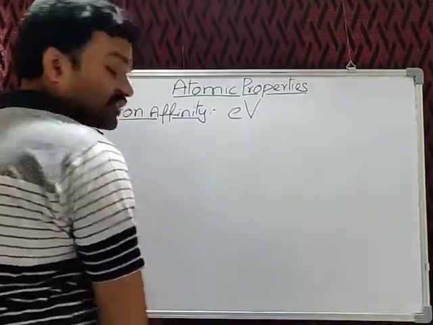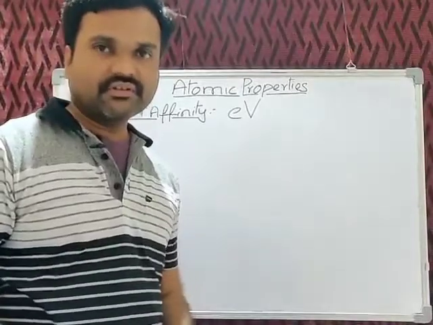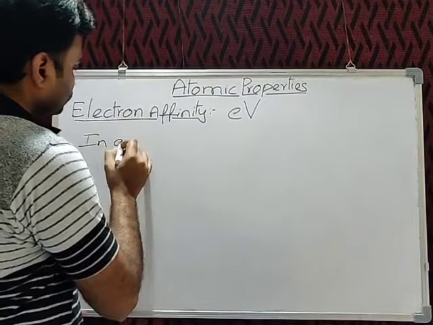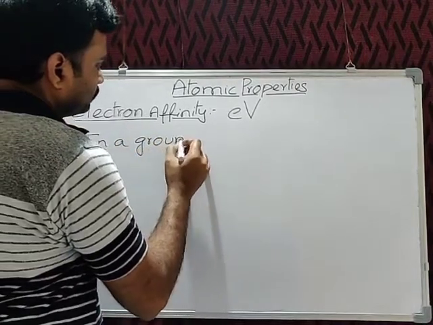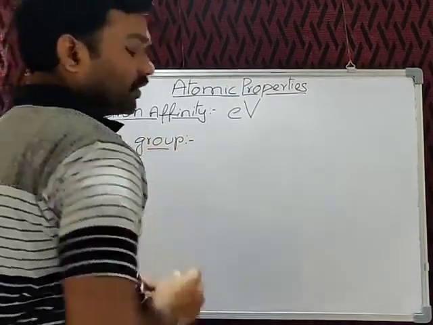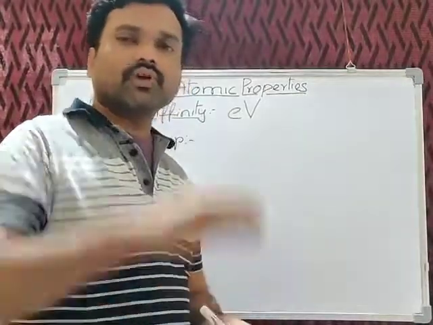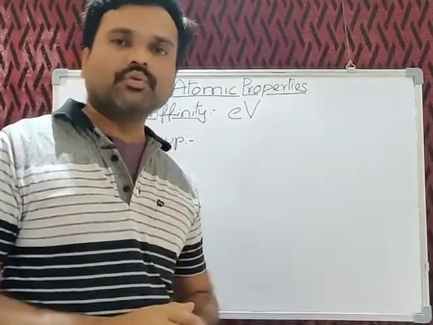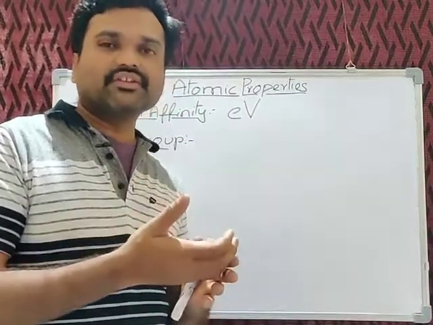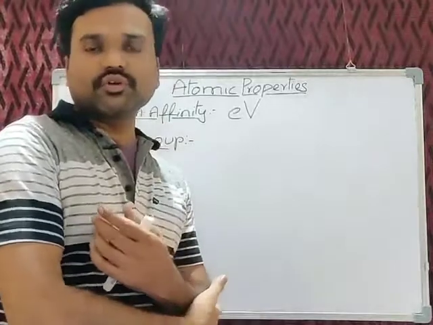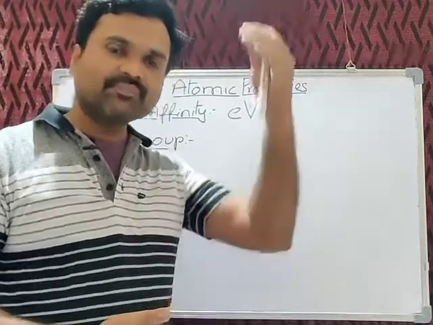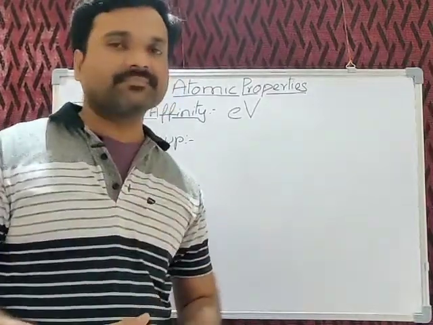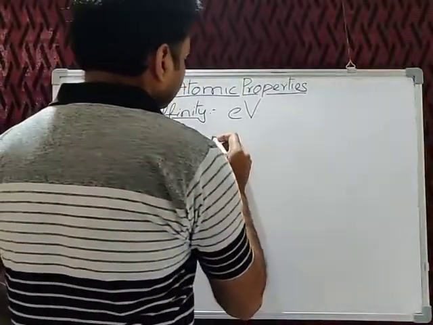Electron affinity is inversely proportional to atomic size. Now, if you observe electron affinity in a group, we know that from top to bottom the size increases. As size increases, attracting power decreases. If attracting power decreases, the release of energy also obviously decreases. So we can say simply that from top to bottom electron affinity decreases, as size increases.